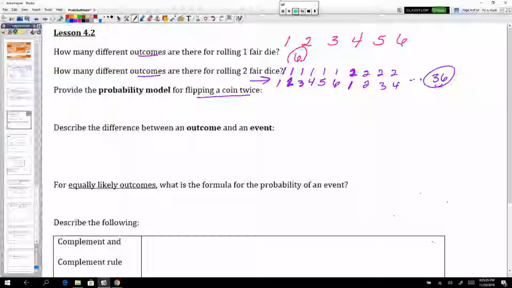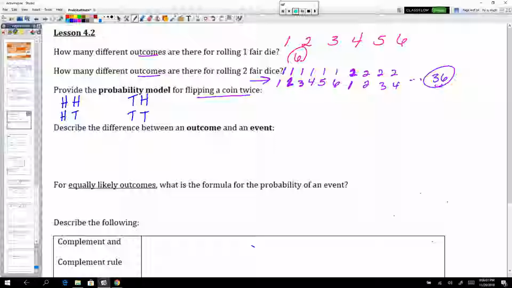Flipping a coin twice. So how many different ways could this have an outcome? You could flip it once, get a head, another time, get a head. You could flip it once, get a head, another time, get a tail. Flip it once, get a tail, and then twice, get a head. And then the last thing that could happen is you get a tail and then a tail. Those are the only different outcomes for the activity of flipping a coin twice. Okay, for the chance activity of flipping a coin twice.